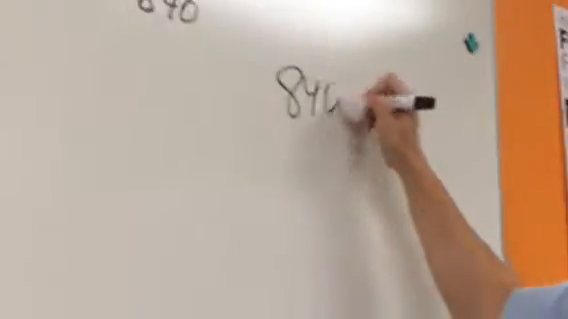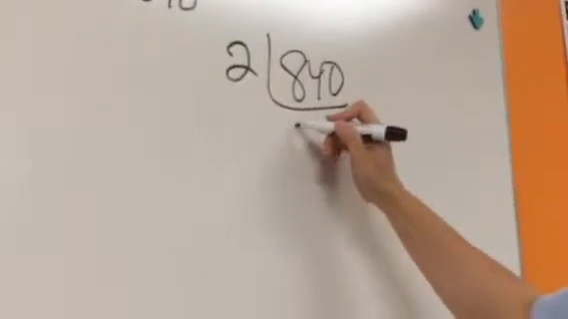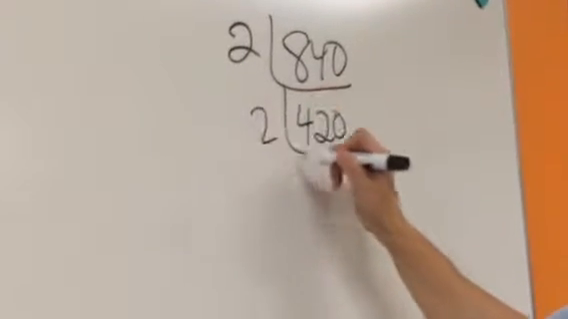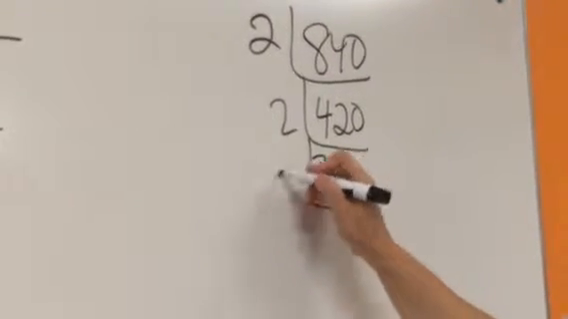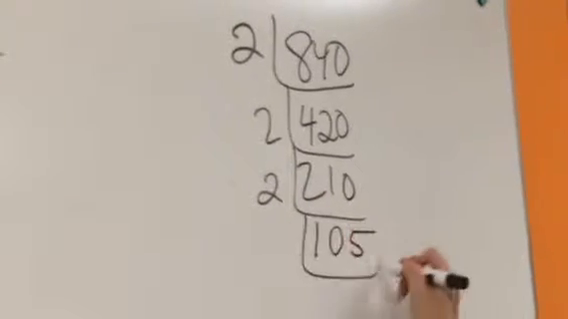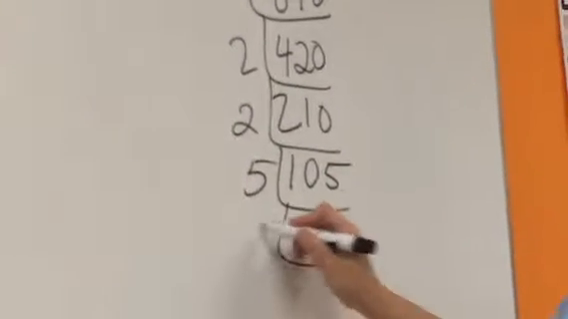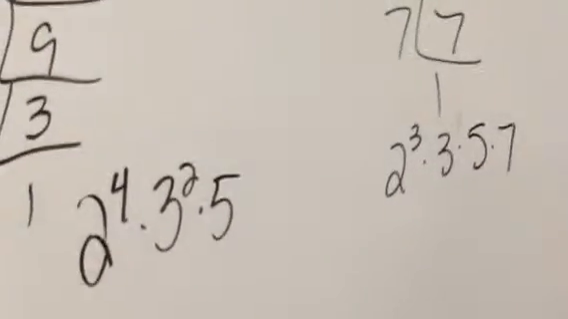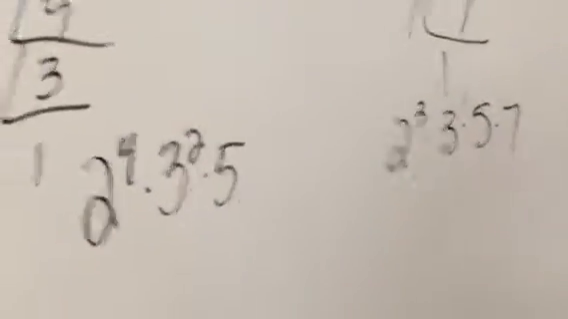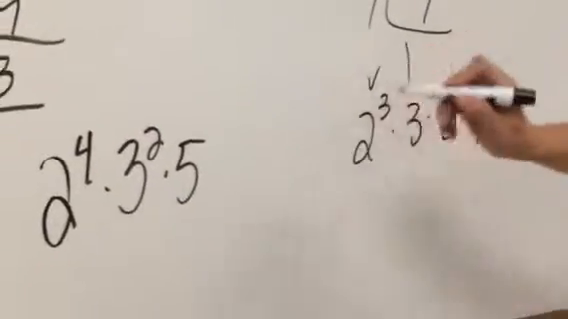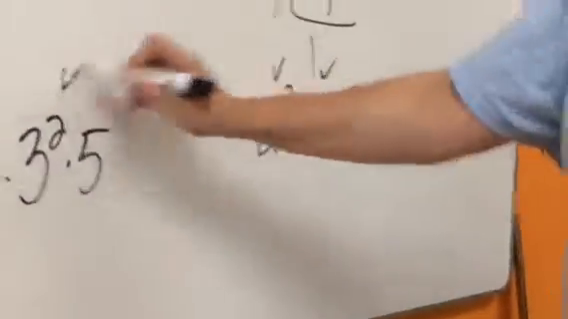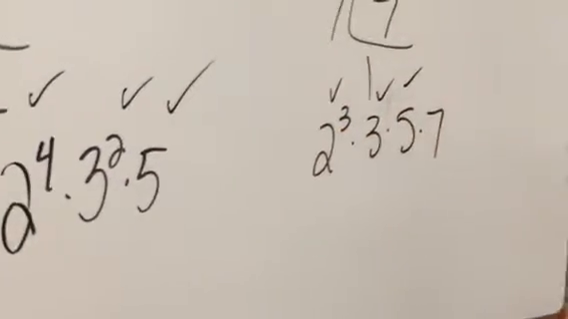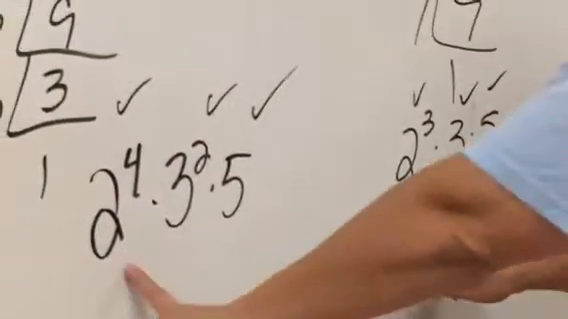Now I'm going to do 840 over here. 2, I'm left with 420. 2, 210. 2, left with 105. 5, left with 21. 3, left with 7. 7, left with 1. What do I got? 2 cubed times 3 times 5 times 7. Greatest common factor. I'm going to look at my numbers that are common. My 2 is common, my 3 is common, and my 5 is common. So my greatest common factor is the ones that are common with the least exponent.